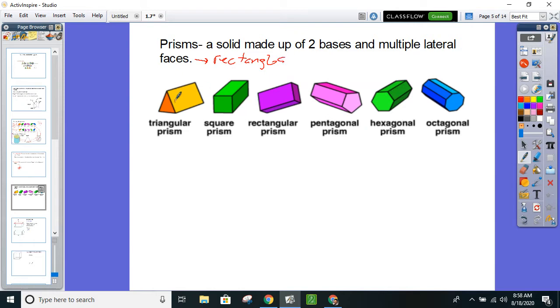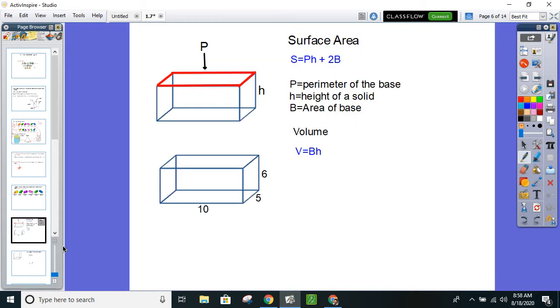They're all rectangles. We have a triangular prism because it has a triangle base, but all the faces are rectangles. Square prism, but all the faces are rectangles. Pentagonal prism, but all the faces are rectangles. It's very important to notice that right there. All right, so let's start with the surface area.